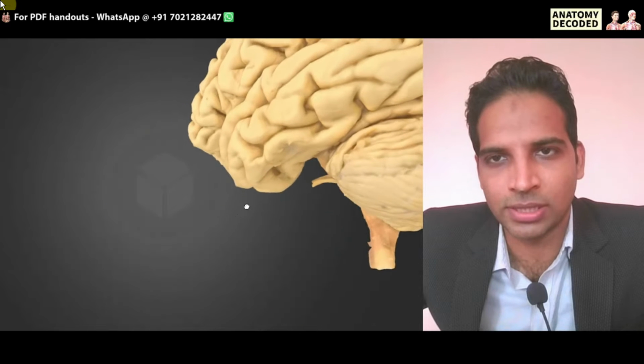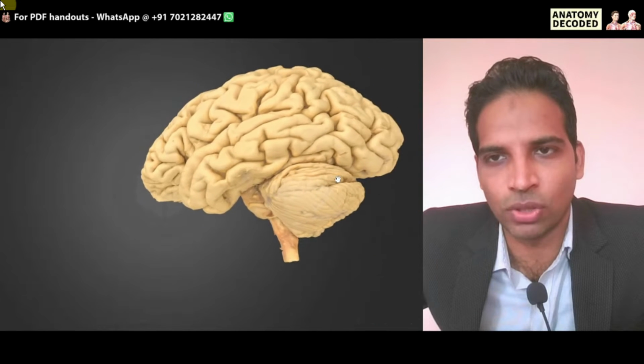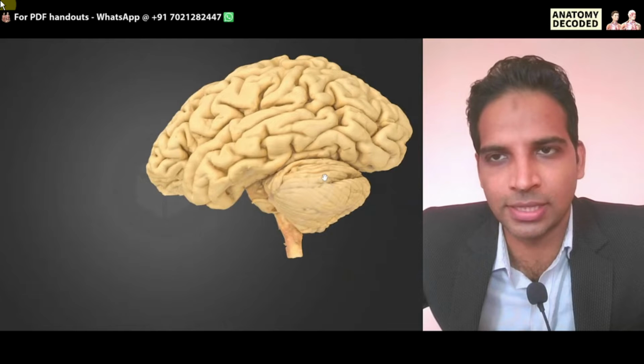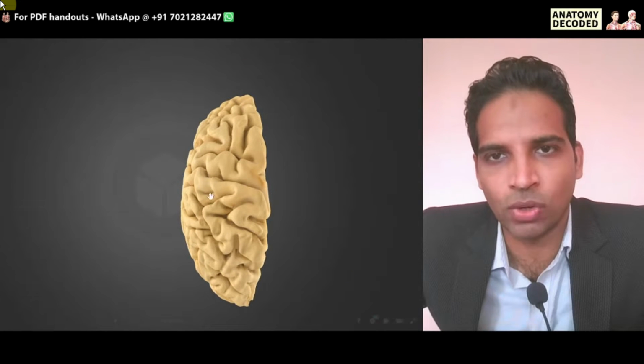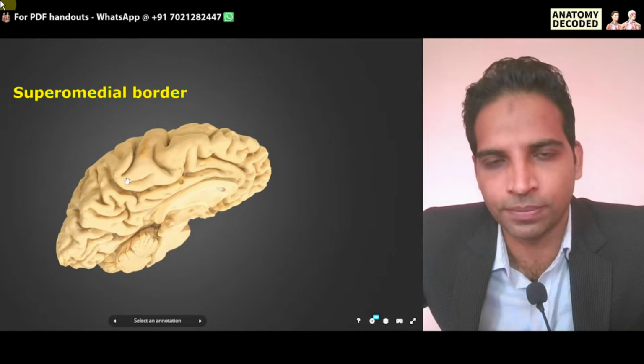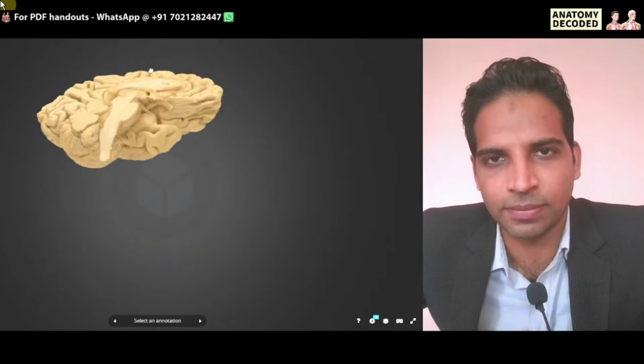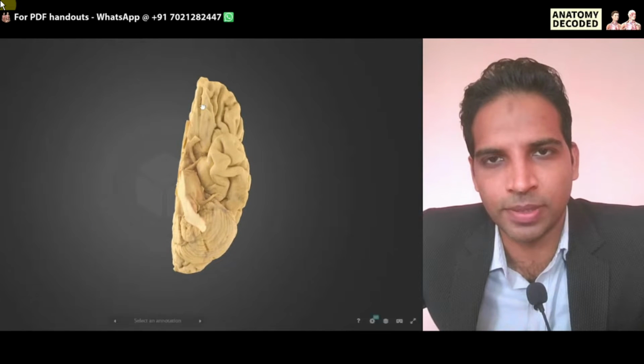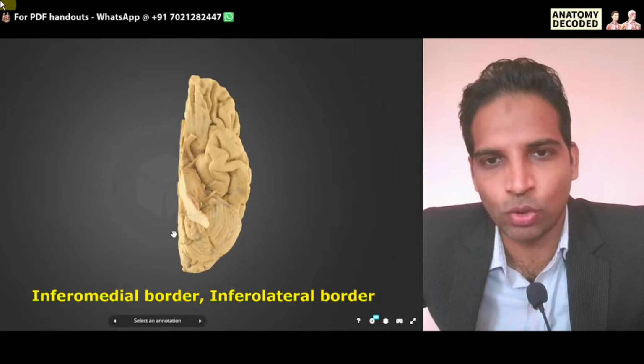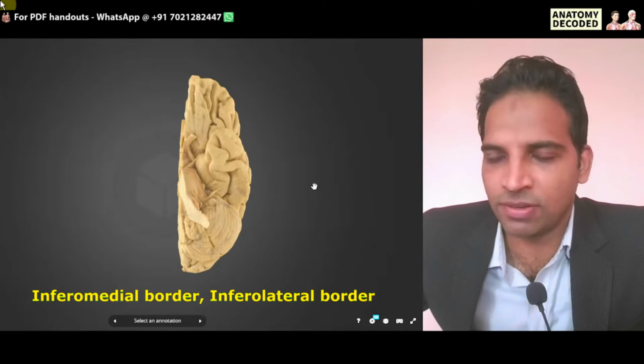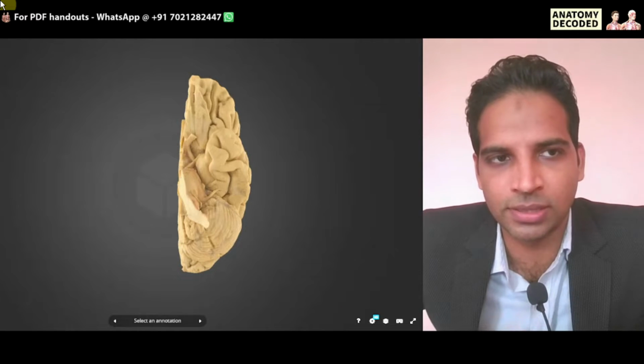Okay, so these surfaces are divided by borders. So which are those borders? Let's see. The superolateral surface is divided from the medial surface by a border that is referred to as the superomedial border. Similarly, on the inferior aspect, there are two borders. Let's see the inferior aspect. So on the inferior aspect, there is the inferomedial border and the inferolateral border. But on the inferior aspect, there are subdivisions. We'll see what those subdivisions are.